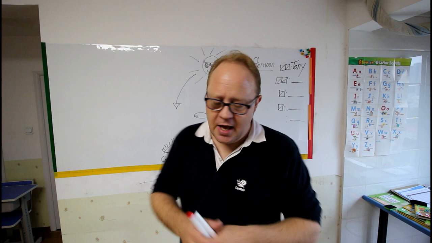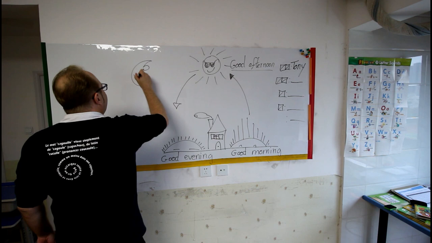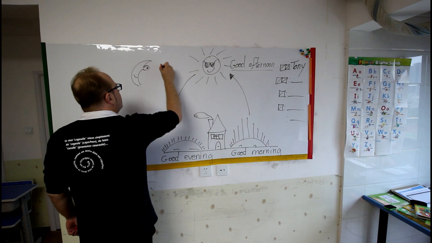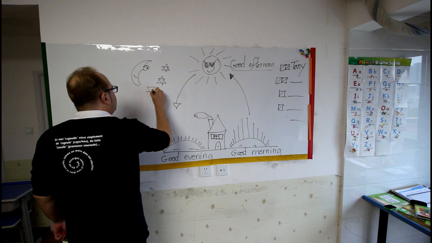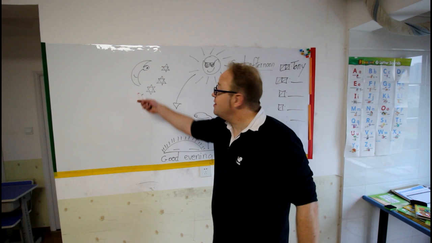Good, so then after that, you can go like that and draw a kind of funny moon. Oh, you can ask them, what is that? Hey guys, look at that. What's that? Do you know? And what are these? Can you tell me? They'll say moon, stars. Or they will speak in their own language, telling you what is that. But no, you're gonna say, moon.